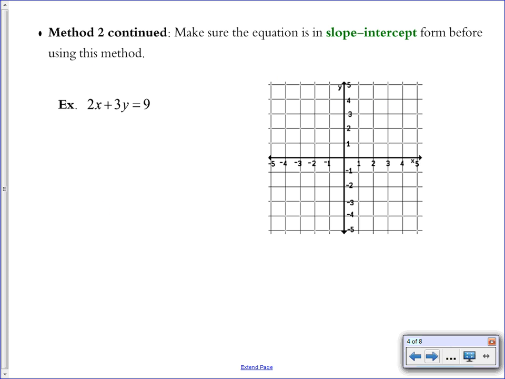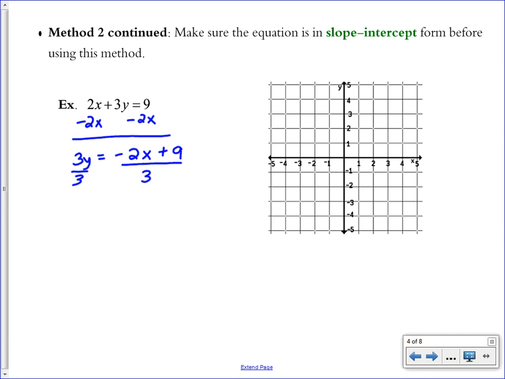This is still part of that second method. This is probably the fastest way to graph lines, but you must make sure that the equation is in slope-intercept form before you use this method. In this example, it's given to you in standard form. You want to get it into slope-intercept form, which means get y by itself on the left side of the equation. So we're going to start by subtracting the 2x. We'll be left with 3y equals negative 2x plus 9, so that it's in slope-intercept form. Divide the entire equation by this 3.